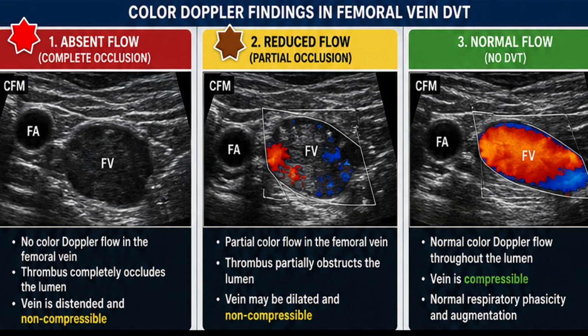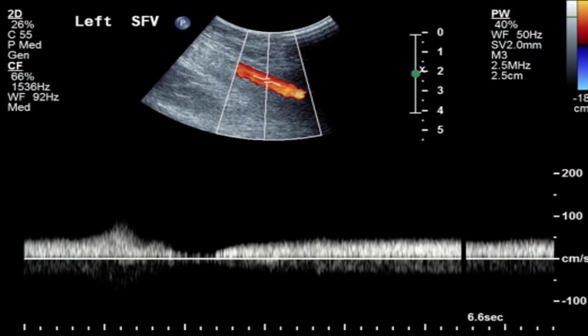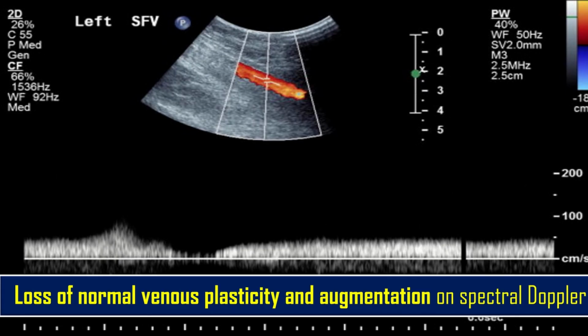Now you can compare these first two findings with the normal flow where there is no DVT. Here we have normal color Doppler flow throughout the lumen. The vein is compressible, with normal respiratory phasicity and augmentation. So in femoral DVT, there is loss of normal venous phasicity and augmentation on spectral Doppler.